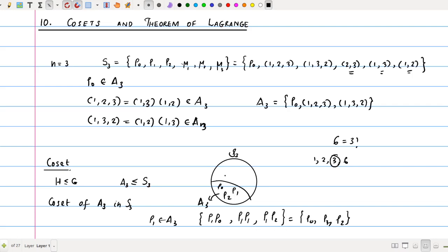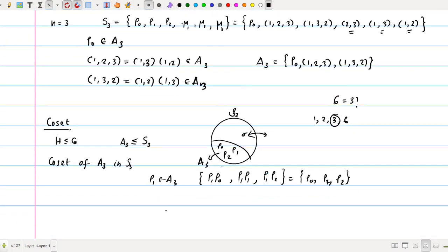But if you choose an element from S3, say sigma, we cannot assume that sigma rho 0 is an element of A3. When you apply sigma with the elements of A3, that means sigma rho 0, sigma rho 1 and sigma rho 2, we cannot assume in general that these are elements of A3 itself. This need not be elements of A3.